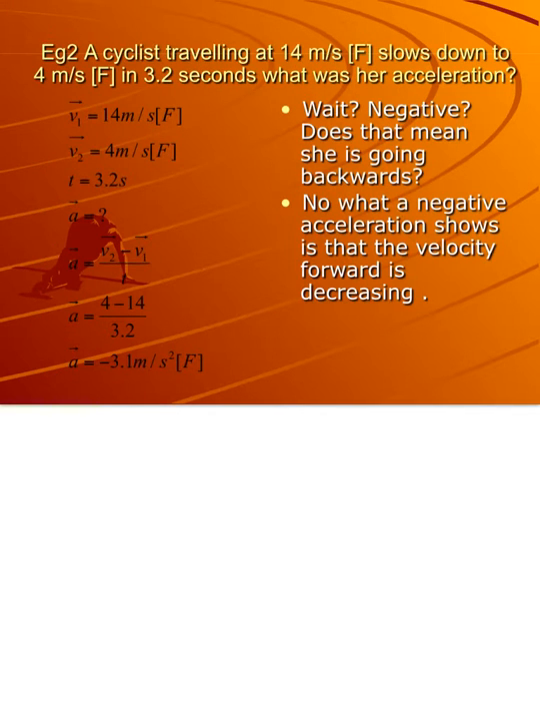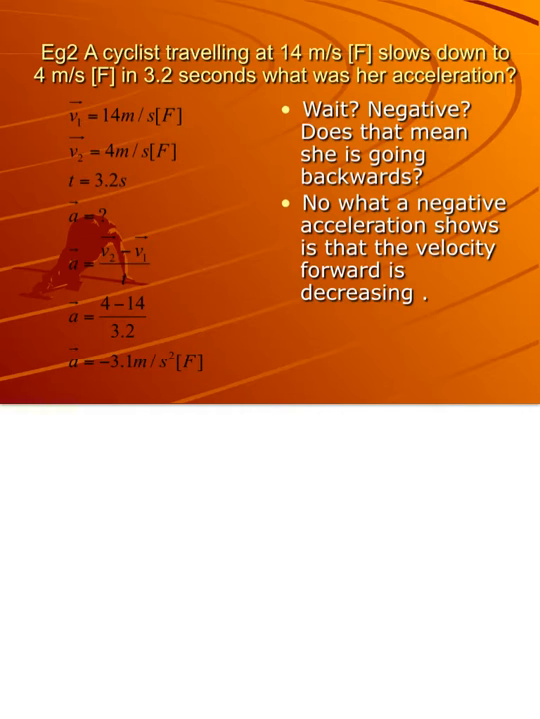Here's another question. A cyclist traveling at 14 meters per second forward slows down to 4 meters per second forward in 3.2 seconds. What's their acceleration? Again, v1 is 14, v2 is 4, t is 3.2. Write out the equation, plug in the numbers. Remember, v2 first, then v1, divide it, and you get minus 3.1 meters per second squared forward.